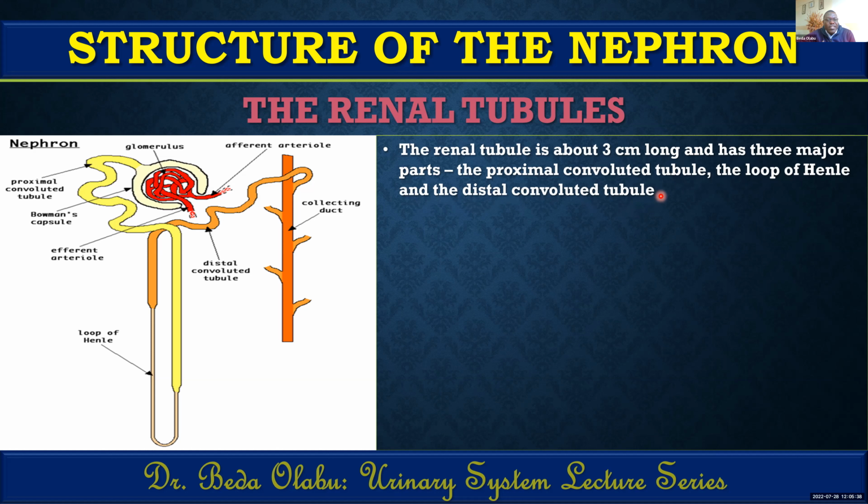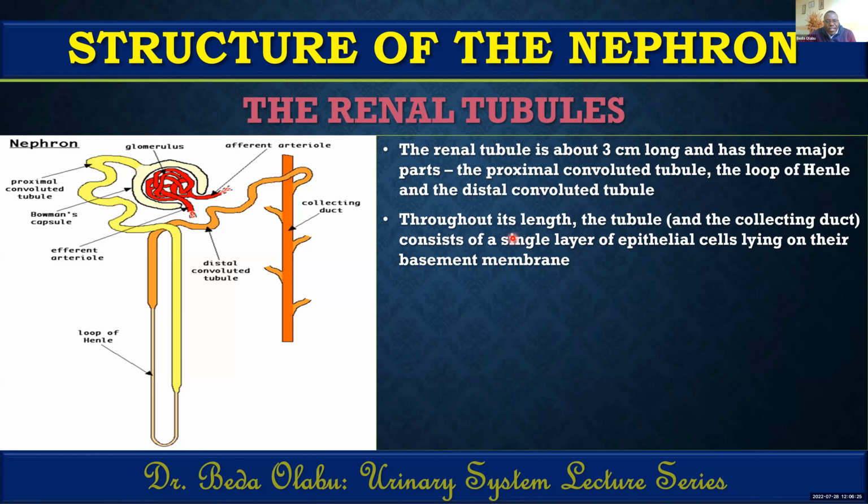So those are the 3 major parts of a renal tubule: the PCT, the loop, which you can call the loop of the nephron, the nephron loop, or the loop of Henle, and the distal convoluted tubule. In this image, this is the proximal convoluted tubule. This is the loop of Henle, and that's the distal convoluted tubule. So this distance from there up to there is about 3 centimeters. You'll remember that the whole thing can be even up to 6 centimeters.